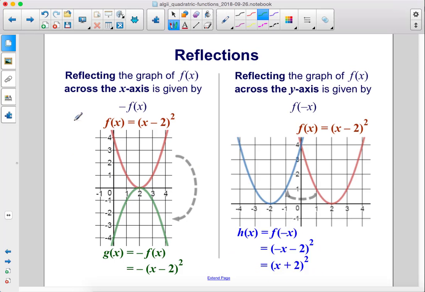Reflecting the graph of f of x across the x-axis is given by negative f of x. So this is the graph of x minus 2 squared. This is the graph of negative x minus 2 squared. Reflecting the graph of f of x across the y-axis is given by f of negative x. So while this is the graph of x minus 2 squared, this is the graph of negative x minus 2 squared, or x plus 2 squared.